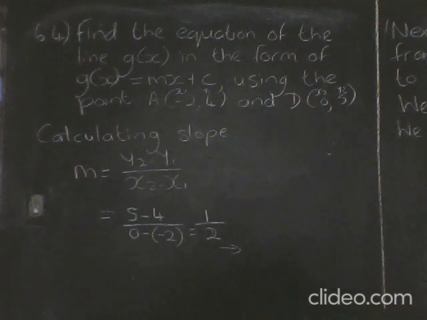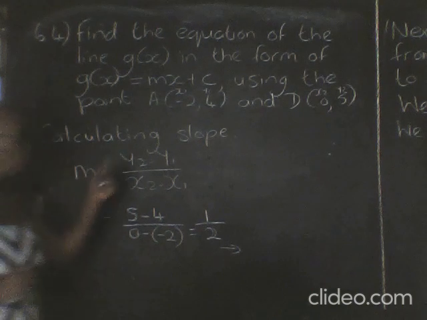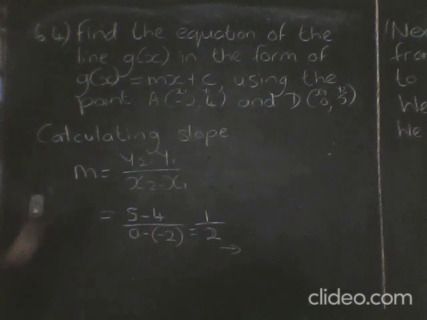Let's discuss question 6.4. To find the equation of the line g(x) in the form g(x) = mx + c using point A, which is (-2, 4), and D, which is (0, 5), because that is the next point where the line intersects. Now we're calculating slope, and when we're calculating slope, m is equal to (y2 - y1) over (x2 - x1).